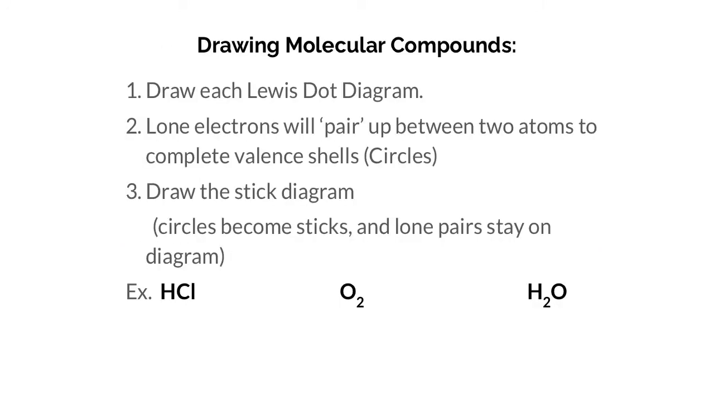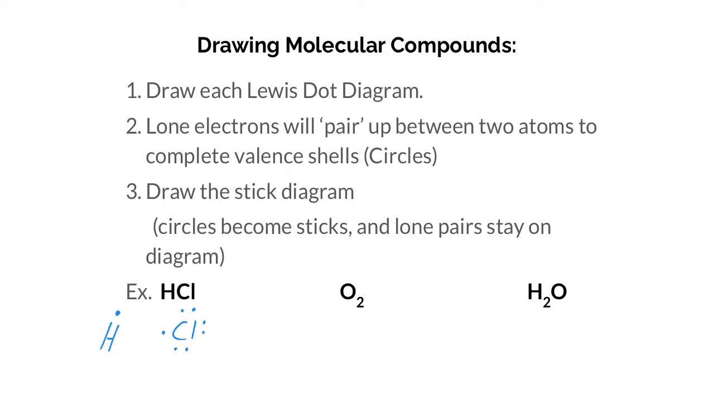To illustrate this unique sharing arrangement that molecular compounds have, we have some different rules for how we will draw these molecular compounds. Number one, we draw the Lewis dot diagram. In our first example here, HCl, H is found in group 1 and has 1 electron in its outer shell. Cl is in group 17 and it has 7 electrons in its outer shell. We can draw it like this.